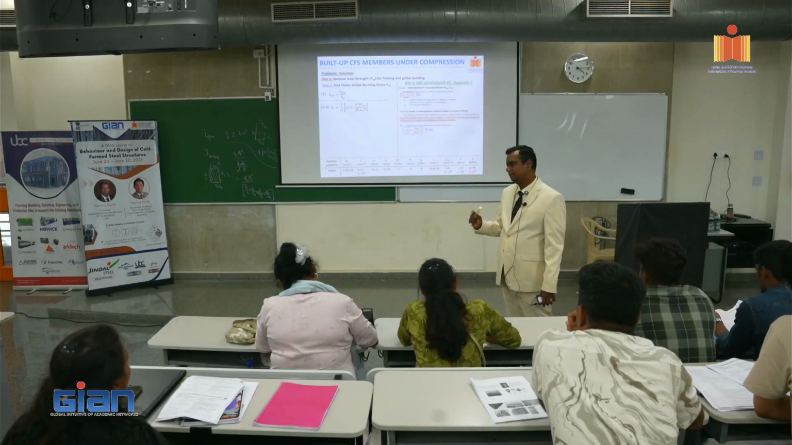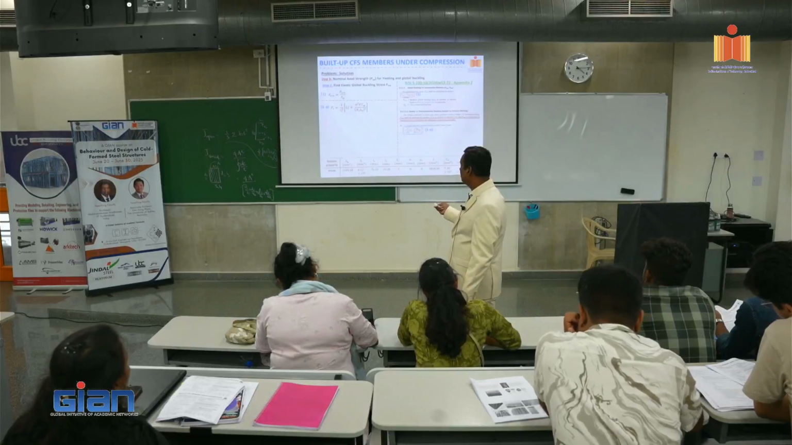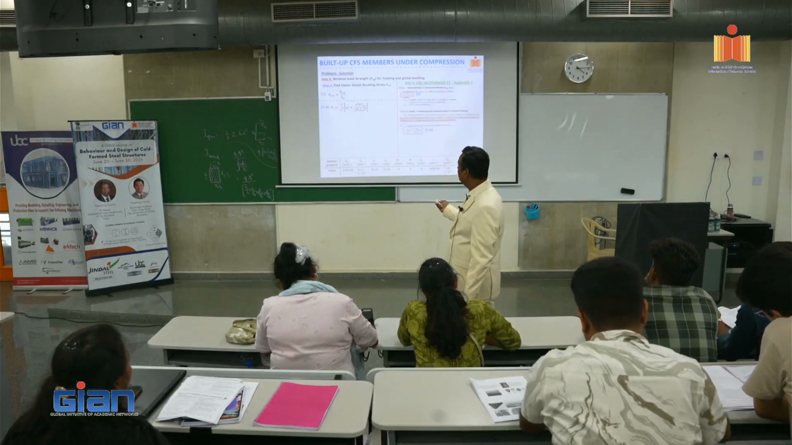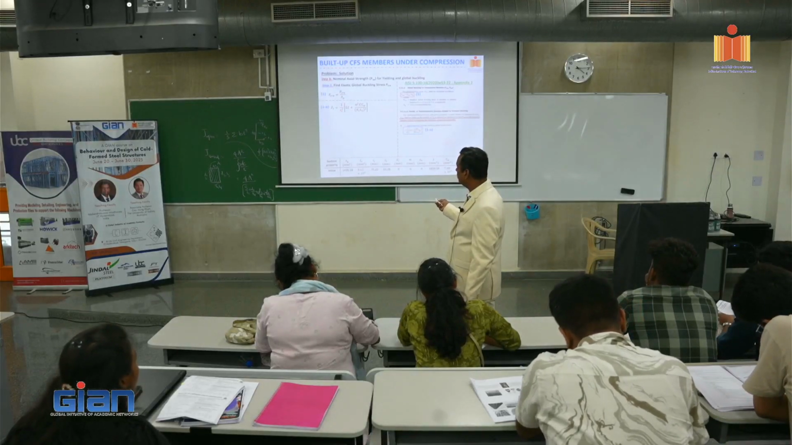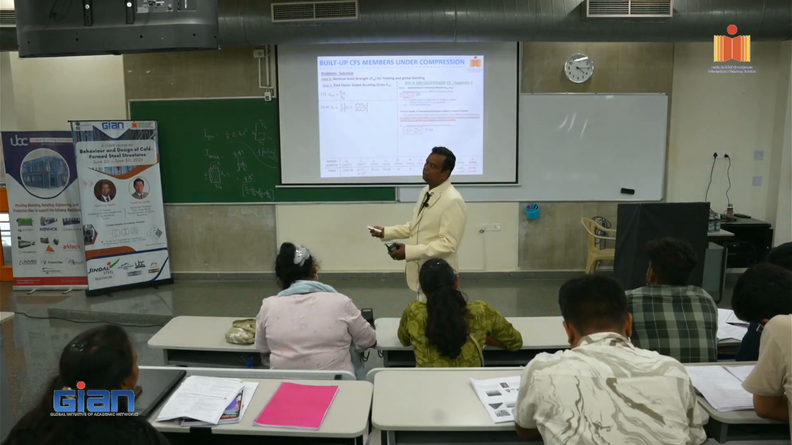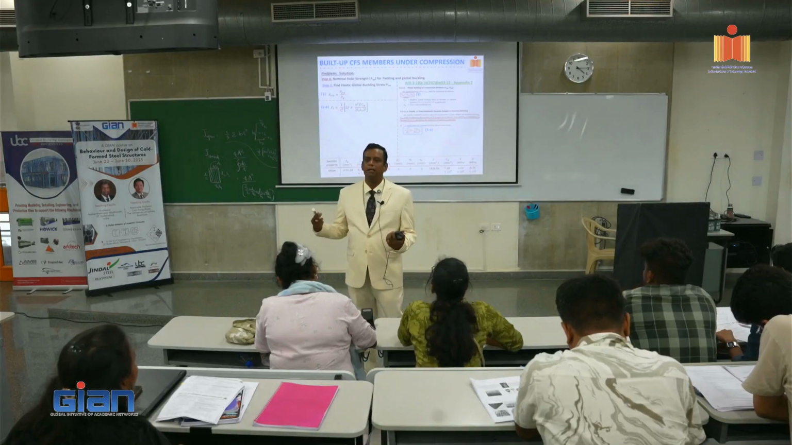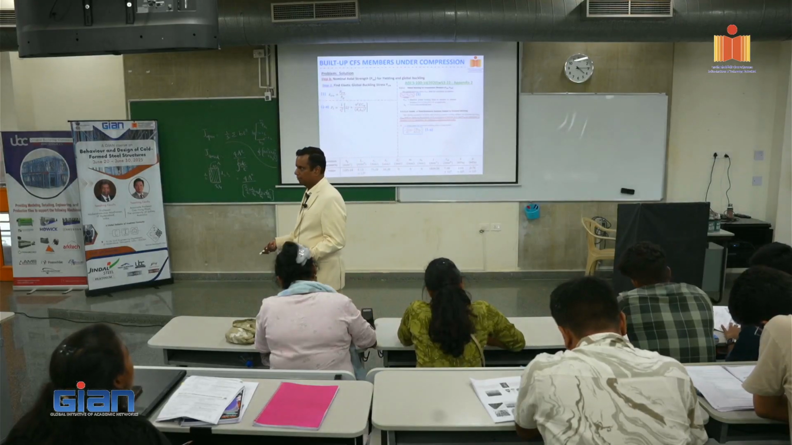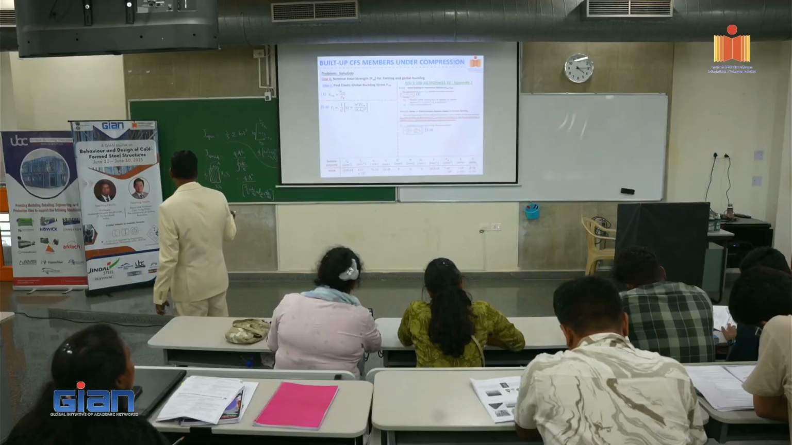Warping rigidity. So what does it tell you? This torsion load is actually a contribution from torsional rigidity and warping rigidity. Both of them are contributing to resist the applied torsion. You understand what I'm saying? So that's why there are two things.